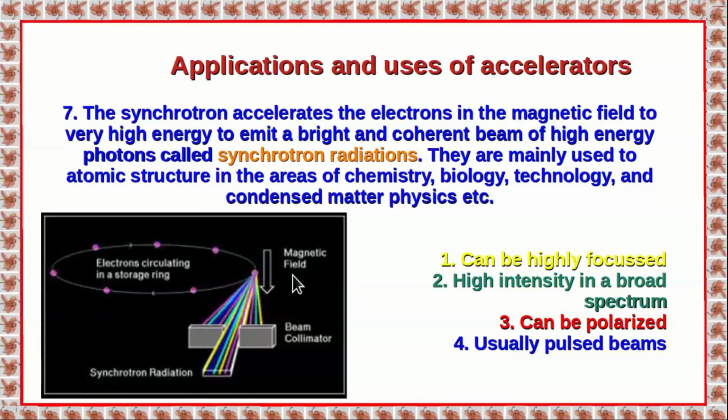The electrons move in circular orbits in the magnetic field. Because of the acceleration, they emit synchrotron radiation. There is a possibility that this can be highly focused. The intensity is quite high in a broad spectrum. The radiations can be polarized, and usually we get pulsed beams.